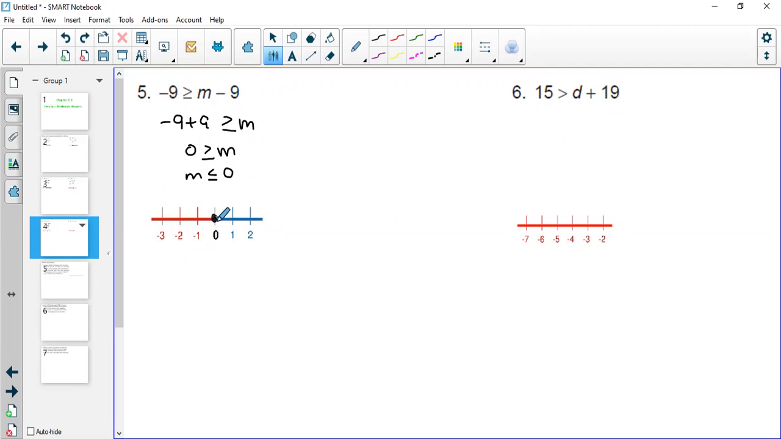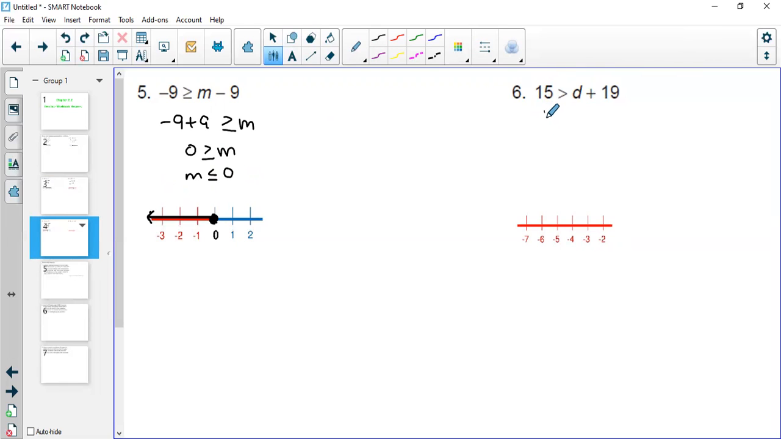So draw it on 0. Now they said less, so we go to the left to show that all the lesser numbers can be solutions for m. So maybe m can be negative 3 also. That's why we show it like that.